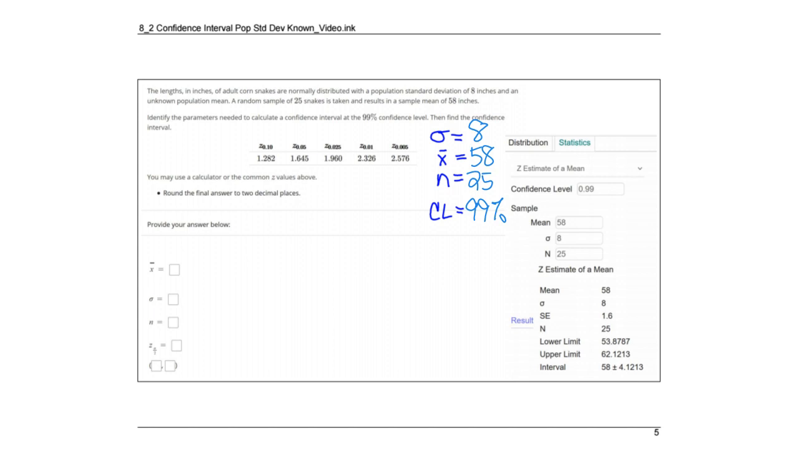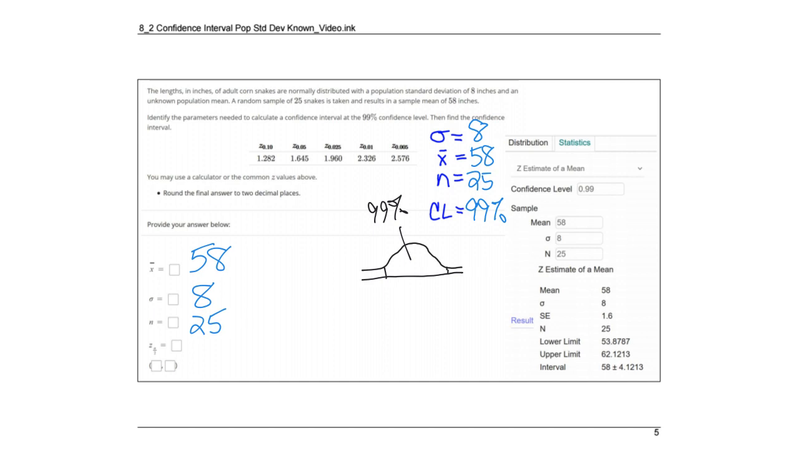They want the sample mean first, x bar, so that's 58. They want the population standard deviation, sigma, which is 8. Sample size is 25. Now they want z of alpha over 2. So we have this nice z table here, but we need to find alpha over 2. We don't have to draw this every time, but we've got 99% here in the middle.